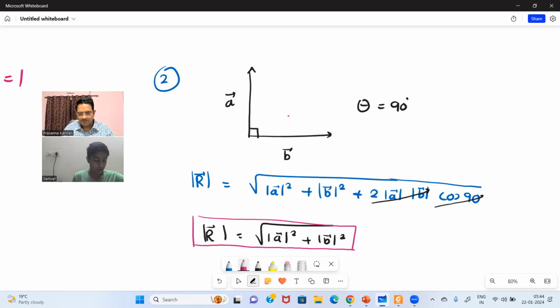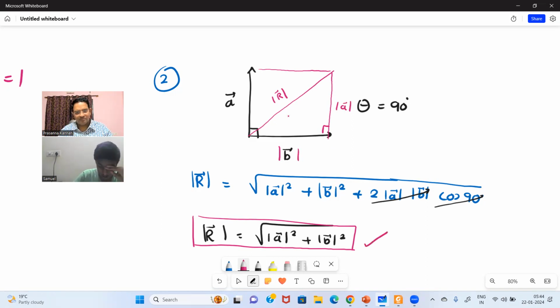So if you visualize, this becomes a rectangle, right? A parallelogram becomes a rectangle now. Correct. And we know the diagonal represents the resultant, right? Yes. And that resultant becomes the hypotenuse. And you know the square of the hypotenuse is nothing but the sum of the squares of the other two sides, correct? Yes. So that's tallying with this, correct? Yes.